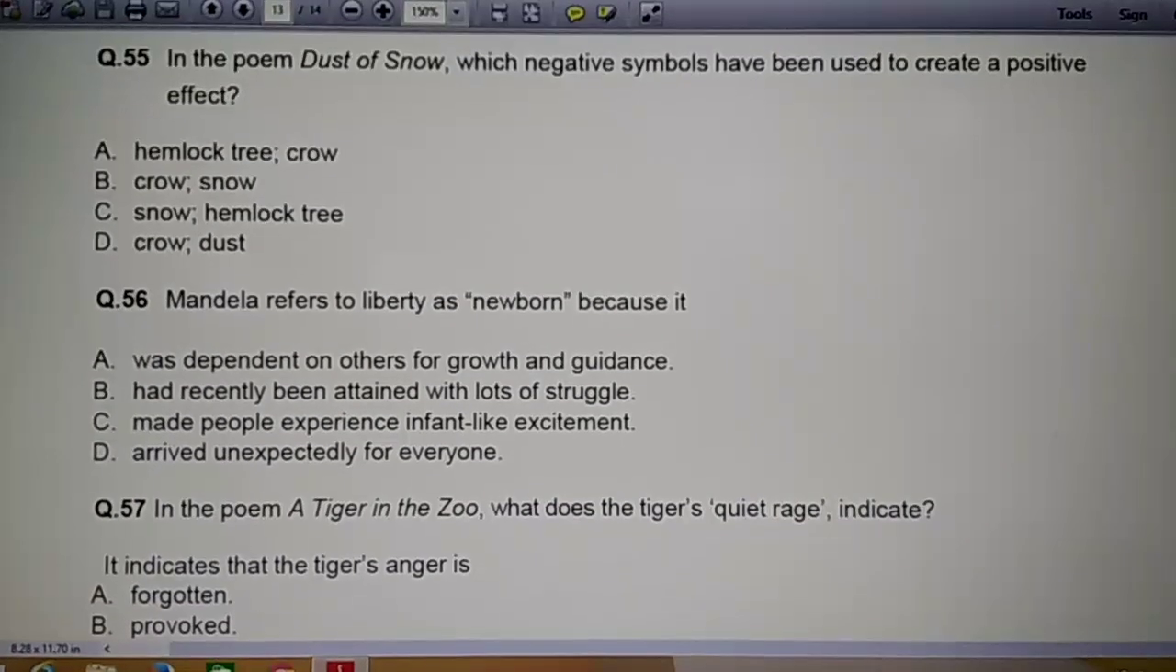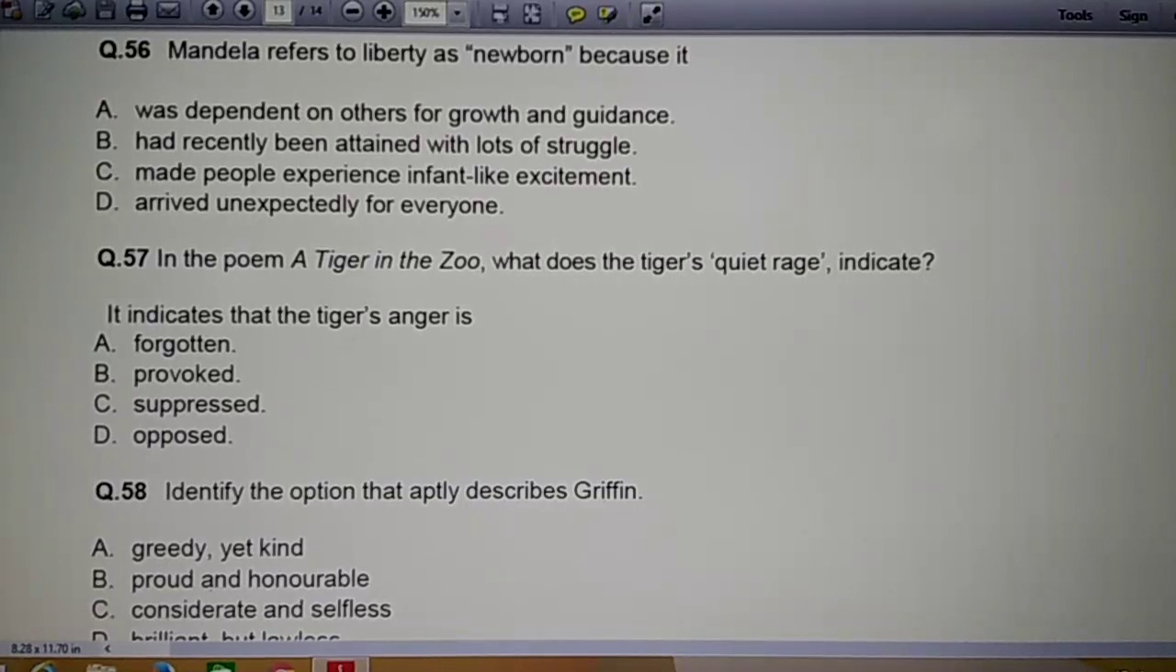Question number 55. In the poem Dust of Snow, which negative symbols have been used to create a positive effect? So the right option for that will be A, hemlock tree, crow. Question number 56. Mandela refers to liberty as newborn because it... So the right option will be B, it had recently been attained with lots of struggle. Option B will be the right one.